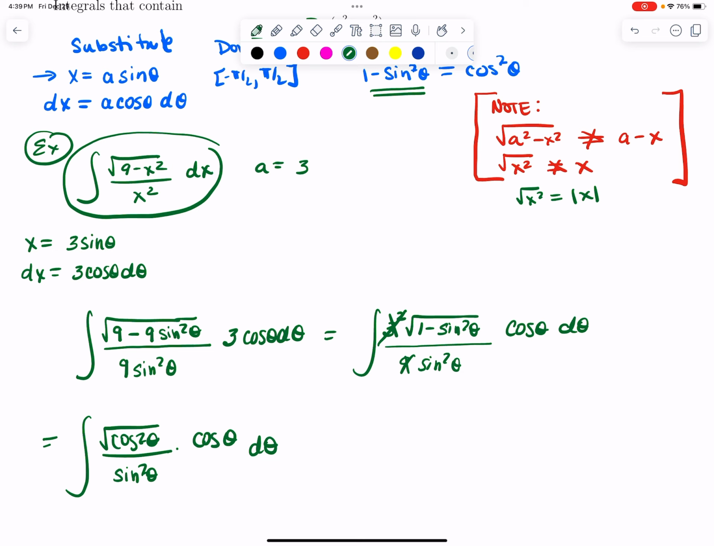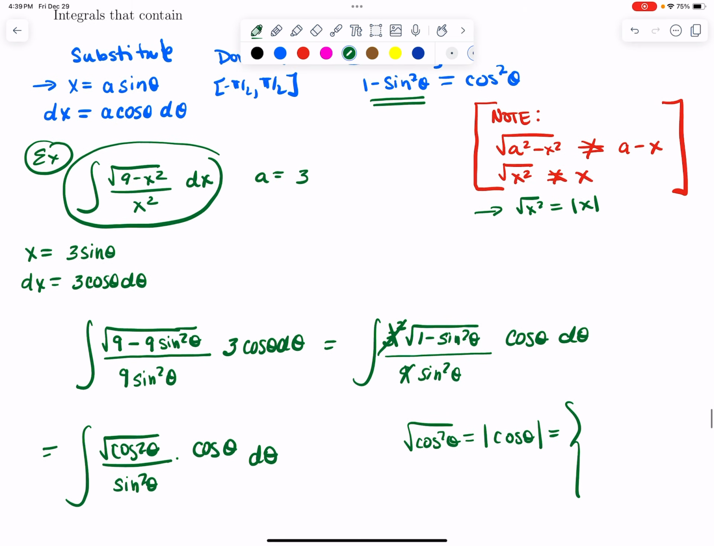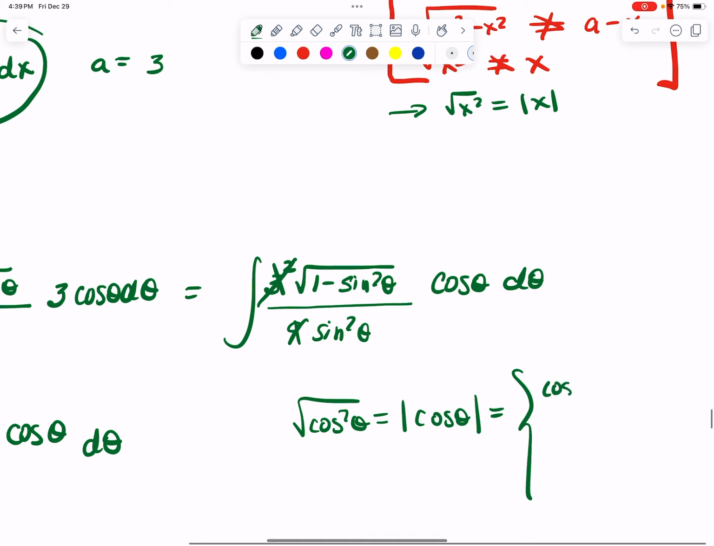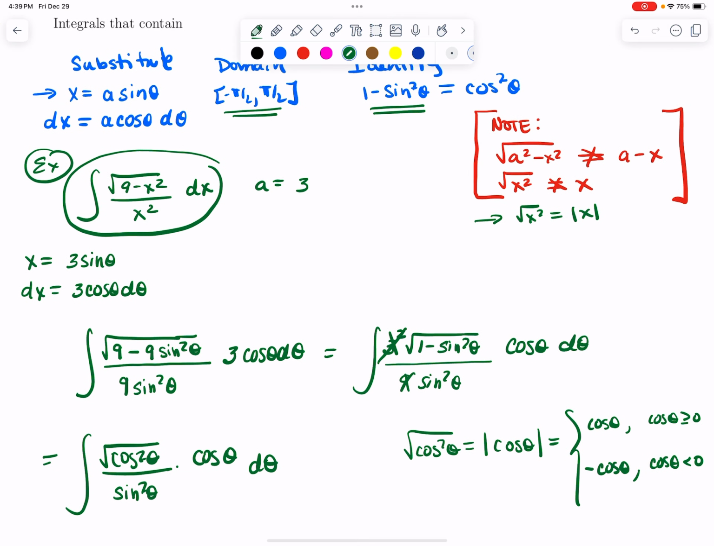Now be careful here. Remember what I was pointing out to you: the square root of cosine squared theta is actually equal to the absolute value of cosine theta, which is equal to cosine theta itself if cosine theta is greater than or equal to 0, and it's equal to the opposite of that if cosine theta is less than 0. But remember, we restricted our domain to negative pi over 2 to pi over 2 because we were going to be discussing the inverse sine.